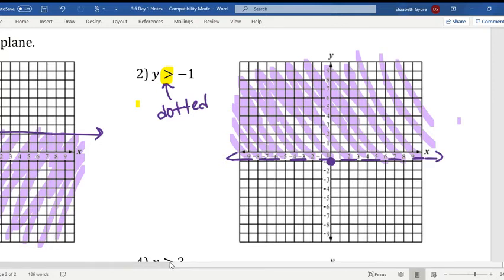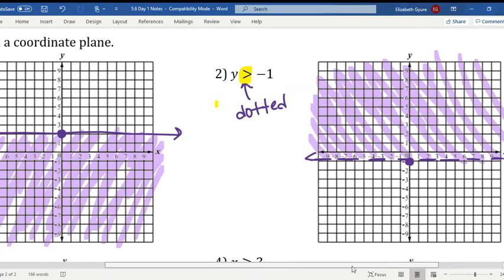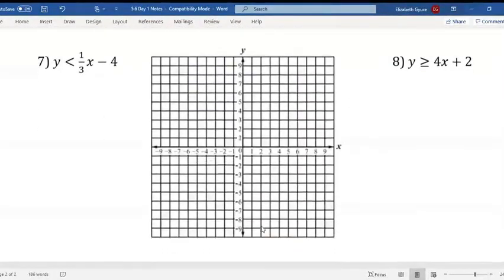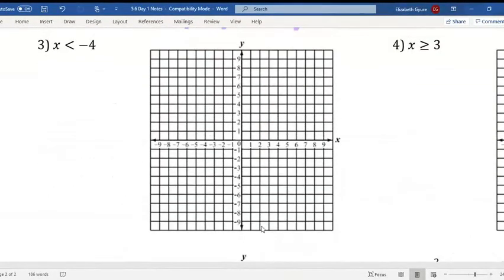All right. How do we feel about this so far? Okay. Let's go on to 3 and 4. We only have really just a few examples. They don't take very long. Okay, x is less than -4. What's a little different about this one versus what we just did?